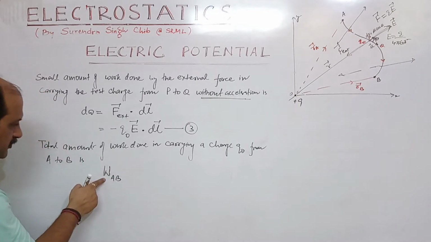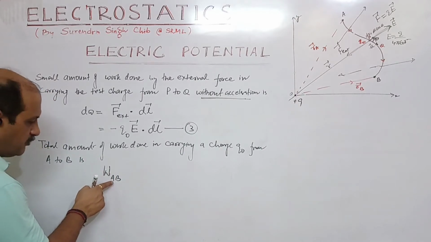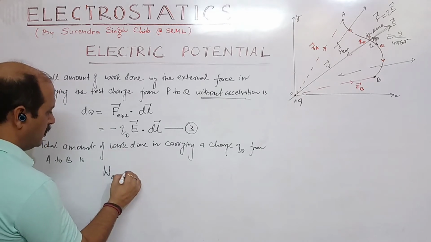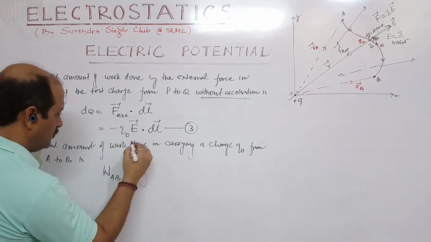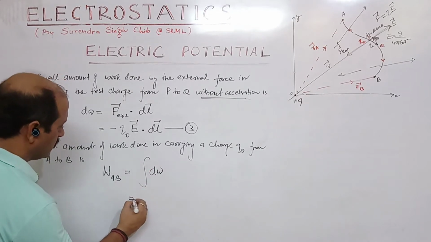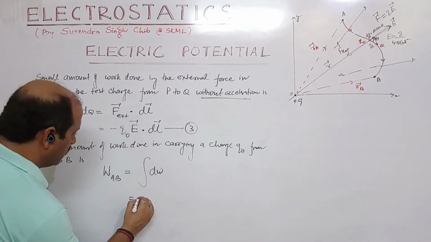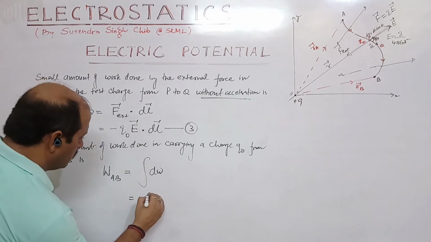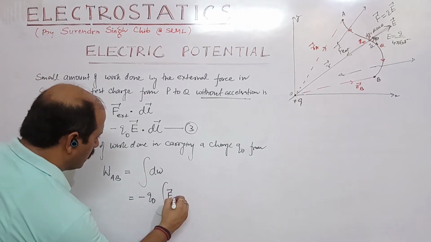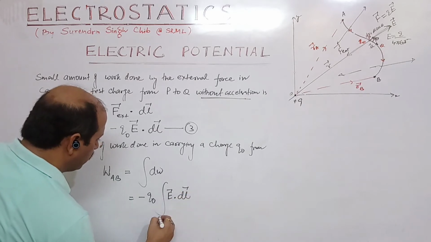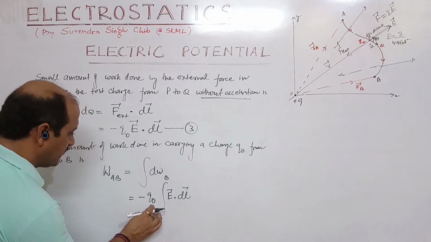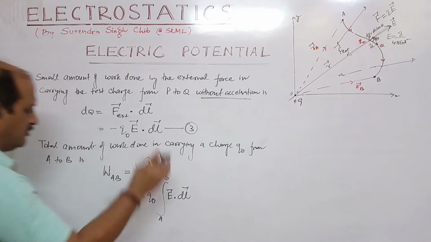Work done in moving a test charge from A to B is obtained by integrating the above equation. From where to where? Integrate it from A to B. We can take Q naught outside, integrate E dot dl from A to B. What is this? This is the line integral of the electric field.